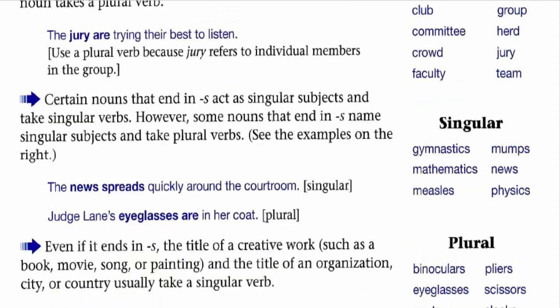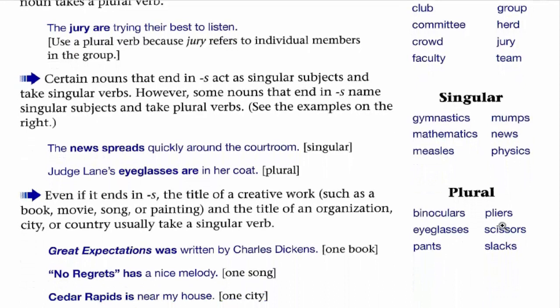On the contrary, these collective nouns are considered plural. Binoculars, eyeglasses, pants, pliers, scissors, slacks. These are considered plural because every one of them consists of two parts, and none of these parts can act on its own. They have to work together, like pliers, scissors, slacks, and so on. So that's why they are considered plural collective nouns.